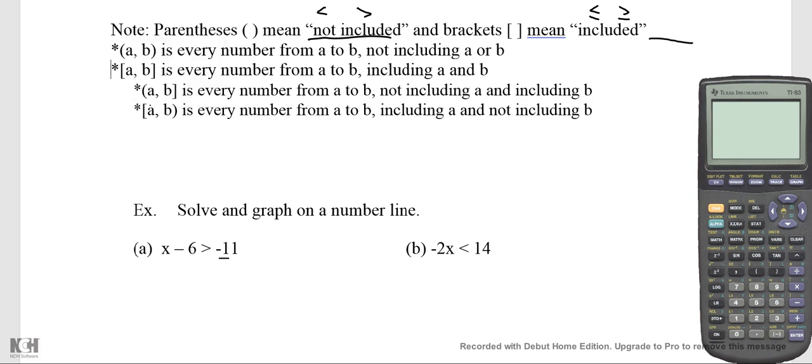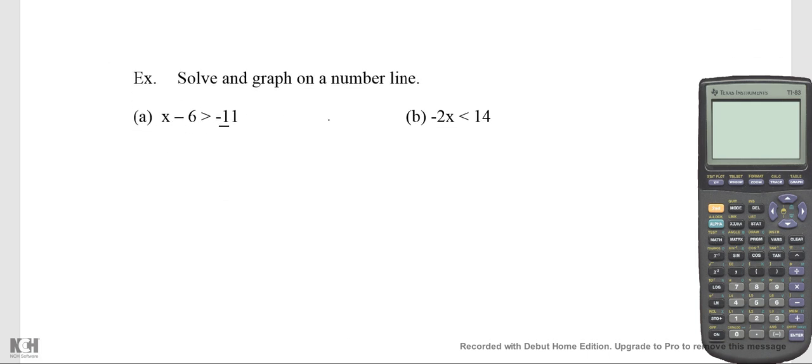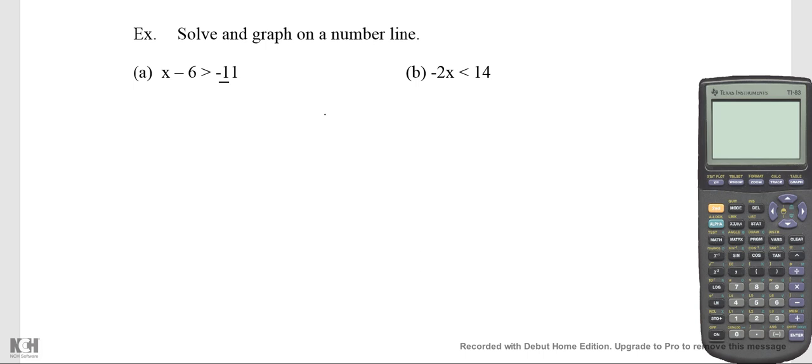Sometimes we'll have a bracket on one side and a parenthesis on the other. So the parenthesis is on the side in which we do not include the endpoint. The bracket is on the side in which we do include the endpoint. And again, these will become more clear as we work through them. So let's start off just solving some of these.